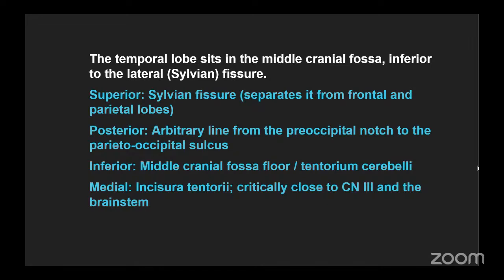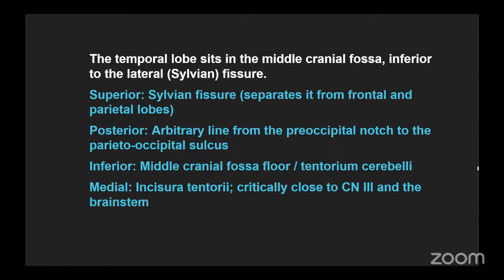Superiorly, the boundary is the Sylvian fissure or the lateral fissure, which separates it from the frontal and the parietal lobes. We have done the Sylvian fissure in great detail, so I'm sure you are all very clear on it now. Posteriorly, there is no clear boundary. It's an imaginary line that is drawn from the preoccipital notch to the parieto-occipital sulcus. Inferiorly, we have the middle cranial fossa floor and the tentorium cerebelli if we go slightly towards the medial side.